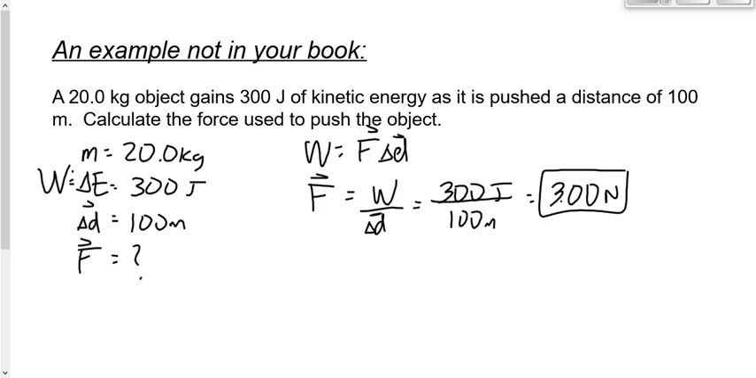So maybe I pushed not with 3. Maybe I pushed with 4 at an angle. That wasn't the question. The question didn't say how hard did I push. The question said, what's the force used to push the object? What's the force that causes this motion? The force that causes this motion is the parallel component, where theta is equal to 0. So maybe I pushed with 4 newtons, whatever. But the answer to the question of how much force caused the motion is 3 newtons, because the angle was 0 degrees there.